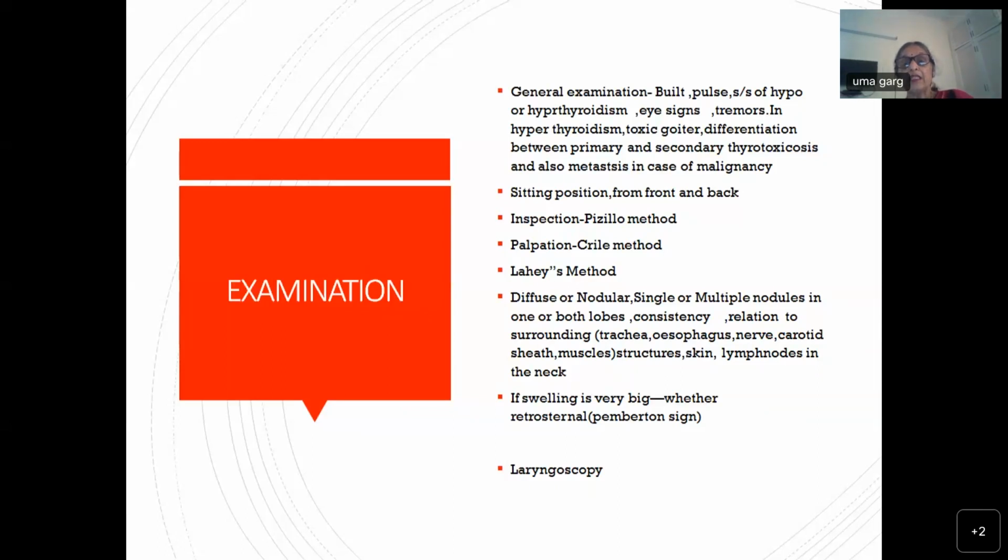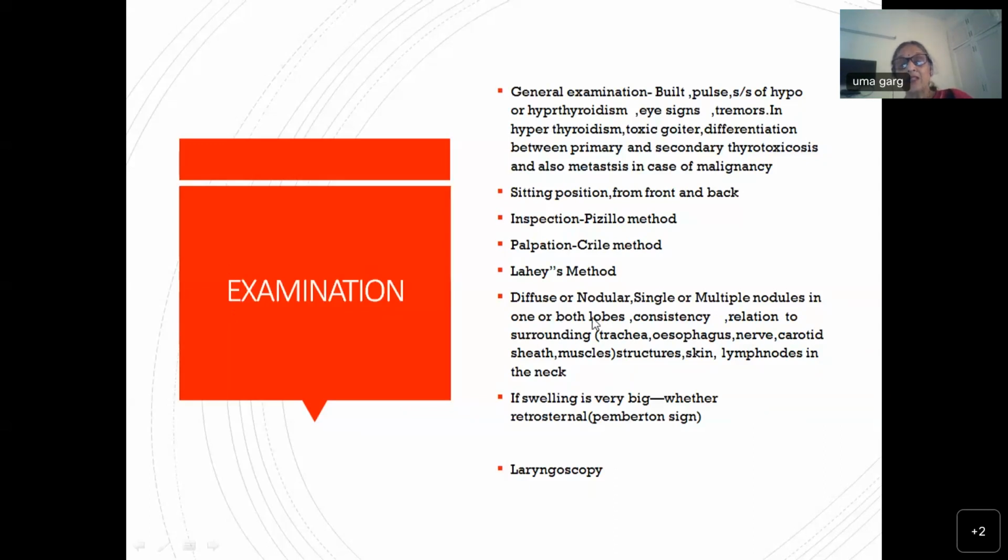So in the sitting position, again, I'm saying from front as well as back, like Pizzillo's, you observe from the front. Kocher's also you do from the back, and Lahey's can be done from the front. So this examination helps us to know whether it's a diffuse swelling of the thyroid, whether it is a nodular swelling of the thyroid, whether it's a single nodule or multiple nodules, whether one lobe is involved or both lobes are involved.